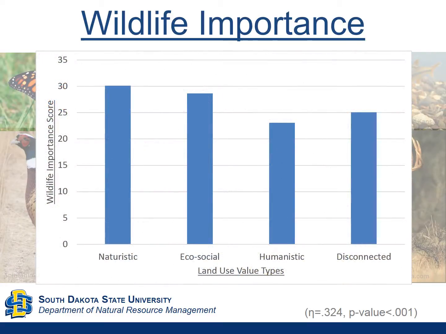And that is exactly what I found. These results show that people who have naturistic land use value types think more kinds of wildlife are important to their land use decisions than any of the other land use value types. And people with a humanistic land use value give the lowest importance to wildlife when making decisions about the land. The results are quite significant.